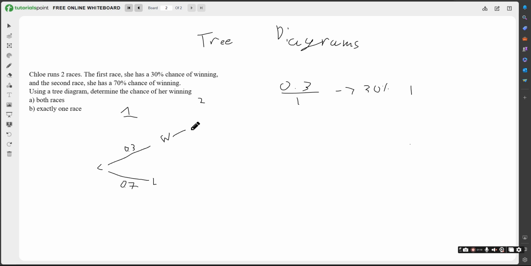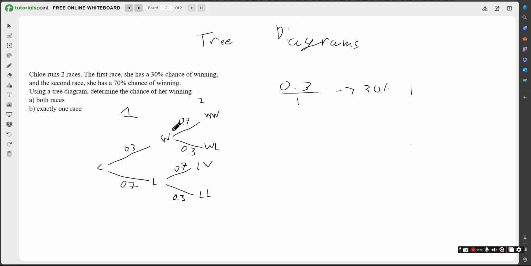Race number 2, let's say she wins. She then has a 0.7 chance of winning this one, which gives her 2 wins, and a 0.3 chance of losing this one, because 100% minus 70%, which would give her a win and then a loss. If she loses her first race, she still has a 0.7 chance of winning the next one, since you get a loss then a win, and a 0.3 chance of losing that one, which should be a loss then a loss.